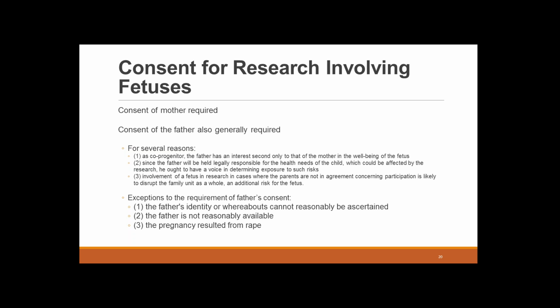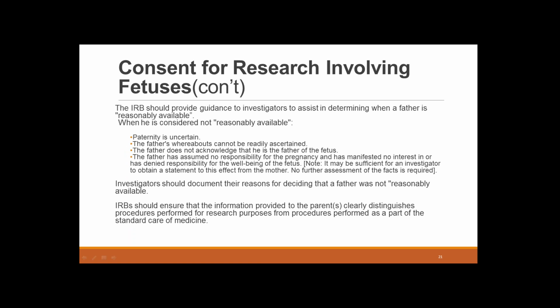Now, can that always happen, and should it always happen? Maybe not. First of all, exceptions for the requirement of the father's consent: the father's identity or whereabouts cannot be found. That makes sense. He's not available. It's a result of rape. Otherwise, there's really no other reason when the father should not be part of the consent process. The IRB, again, they're your best source, and they will guide you through this after they review the protocol and have a whole board discuss it. The IRB will provide guidance to the investigator to assist in determining when the father is reasonably available.